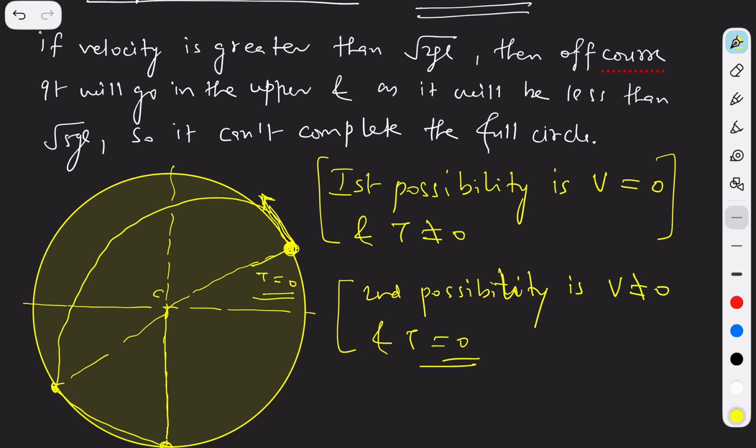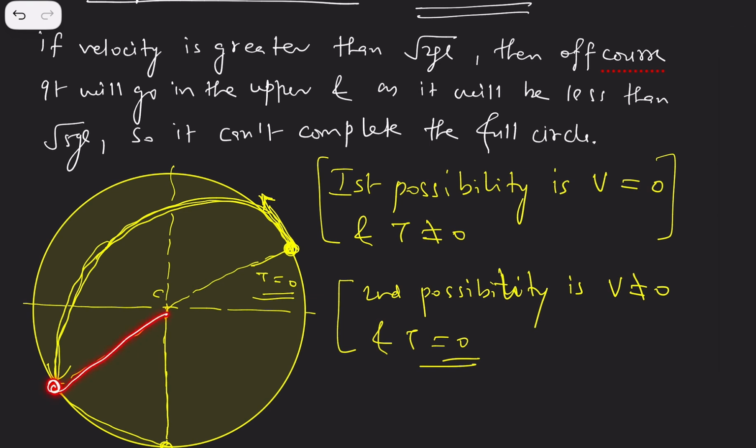So this could be another possibility, that the velocity will be non-zero, and before the velocity becomes zero, the tension becomes zero, so that the particle gets free from the constraint of moving on a circular path. With the help of the velocity left, it will move like a projectile, and when it reaches this position, the string becomes tight again, and then it will come and do the oscillation. Something like this should happen.